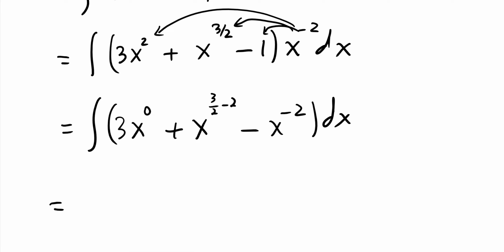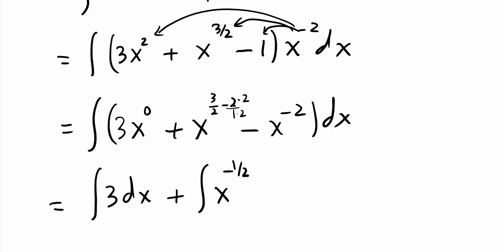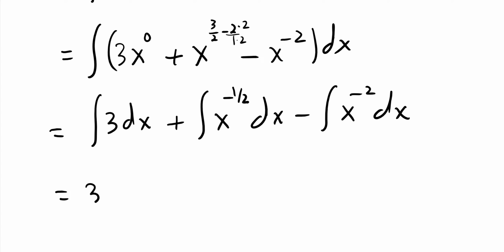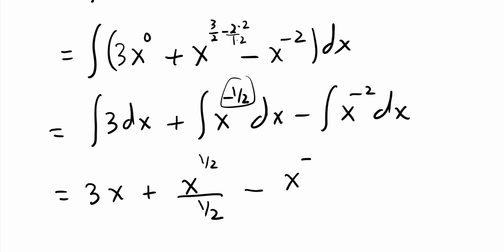Now we can split. This is x to the 0, which is just 1, plus the integral of x to the negative 1/2 if you combine the fractions, dx, minus the integral of x to the negative 2 dx. Then we can take the 3 out. The integral of 1 dx is x. Here we need to add 1. So we add 1 to the negative 1/2. That becomes 1/2, over the same number, plus c.